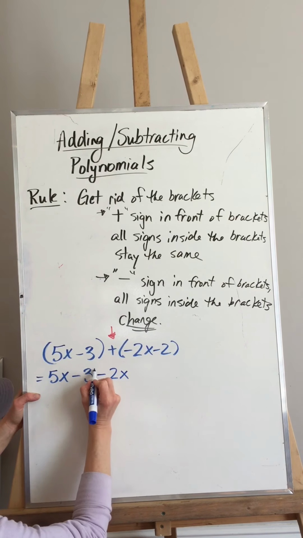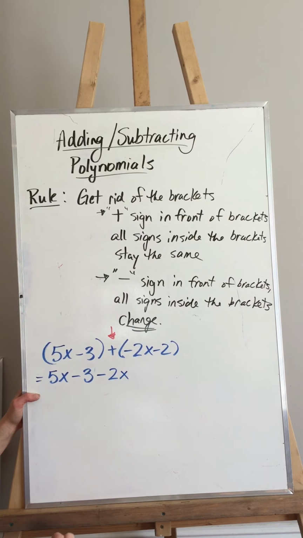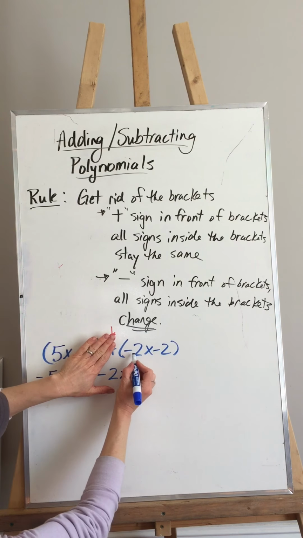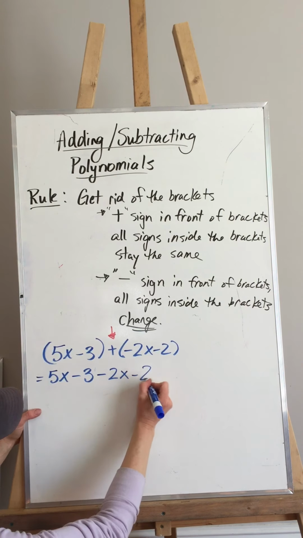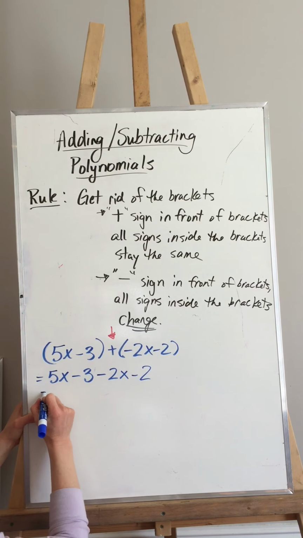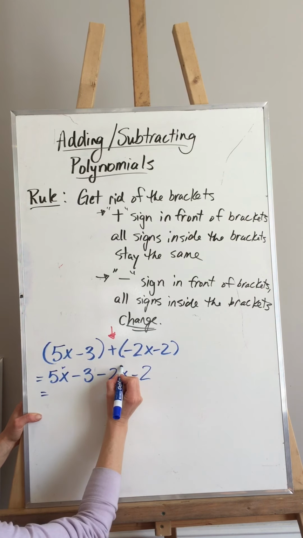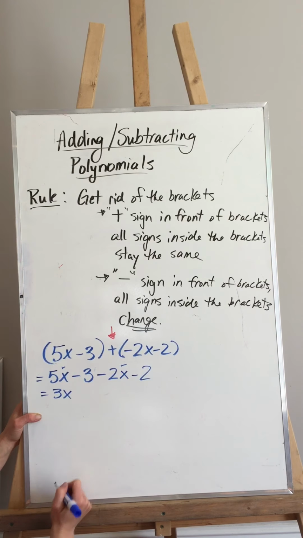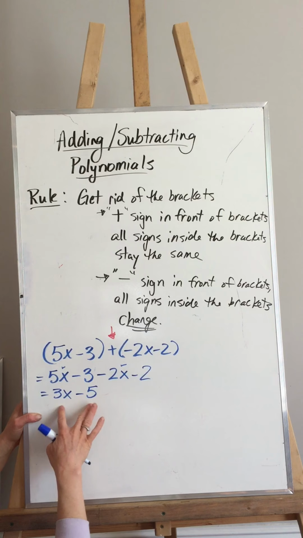I do sometimes see people write plus, minus. No, we're not adding any double signs in there. You just look at this and you say, okay, everything's going to stay the same. Minus 2x, minus 2x. Minus 2, minus 2. Okay, after that we can collect like terms. We've got 5x and 2x. 5 minus 2 is 3x. And negative 3 minus 2 is negative 5. So that's your final answer for that one.